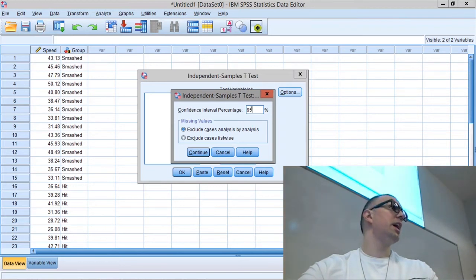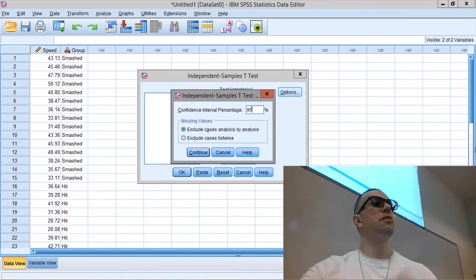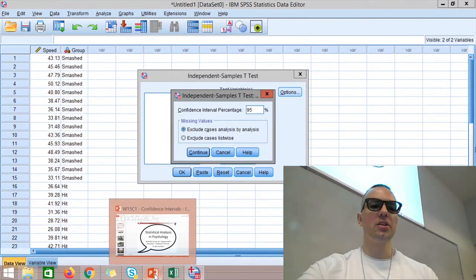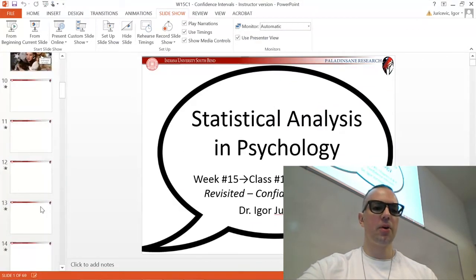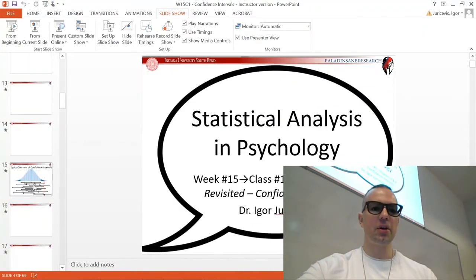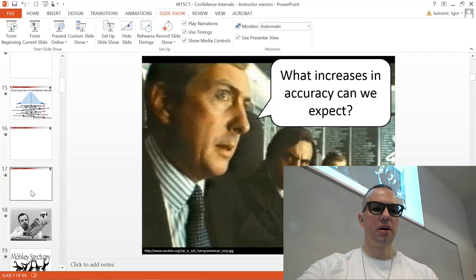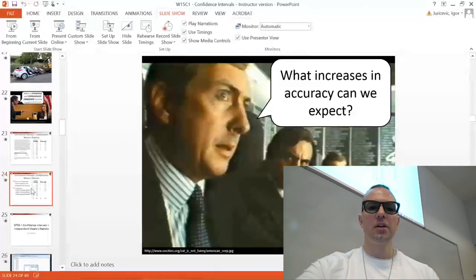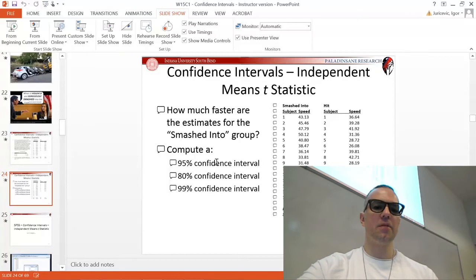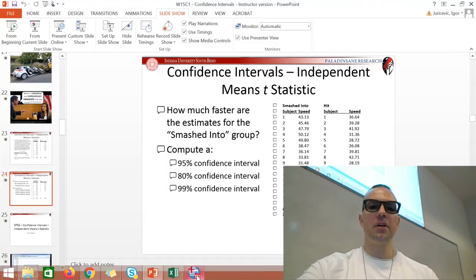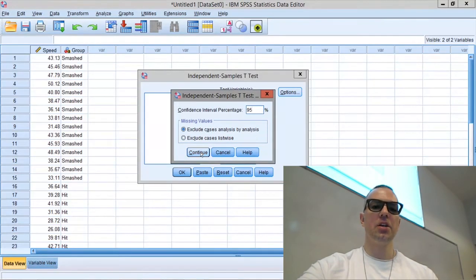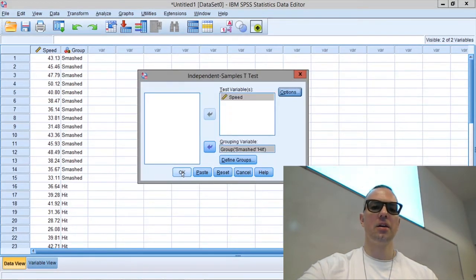So the same way that an alpha level of 0.05, aka 5%, is the most common alpha level, a confidence interval percentage of 95% is the most typical, right? The reverse of alpha is your most typical confidence interval percentage. So we go back to our PowerPoint just to make sure that we got the right confidence intervals that are being asked for. It said a 95% confidence interval. So that is the default. That is all set up. So we hit continue and we hit OK.